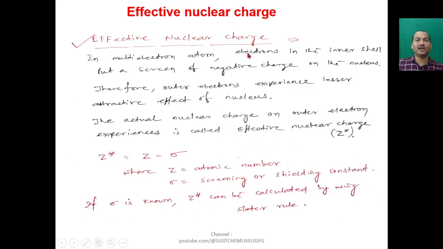So in multi-electron atom, electrons in the inner shell put a screen of negative charge on the nucleus. So therefore outer electrons experience lesser attractive effect of the nucleus. So the actual nuclear charge that the outer electron experiences is called effective nuclear charge Z star. So Z star equals Z minus sigma. So here Z equals atomic number and sigma is screening or shielding constant. So if sigma is known, Z star can be calculated by using Slater rule.